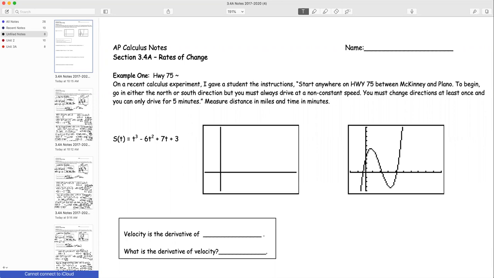So here we go. Let's say I'm in my little calculus Ferrari. It's a convertible, of course. You know, I need wind whipping through my hair. I'm driving on 75 in my Ferrari. So I start here now, and I'm driving this way, and then I change directions and go back this way, all the way to McKinney, and then I change directions again.